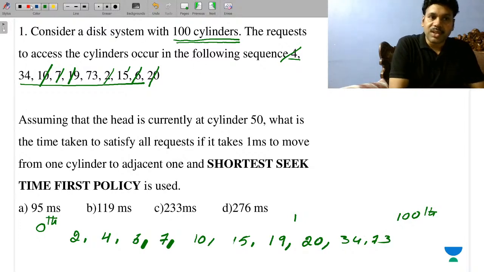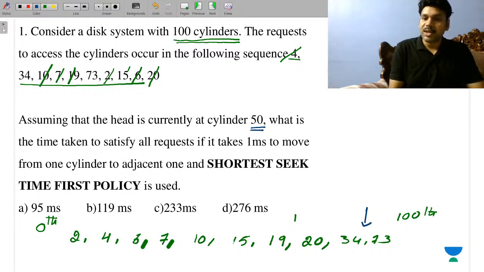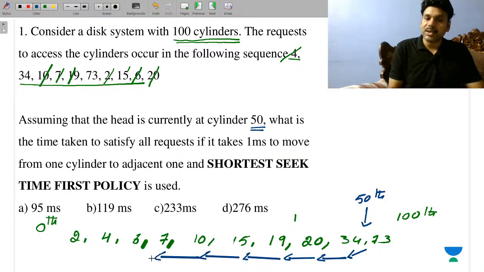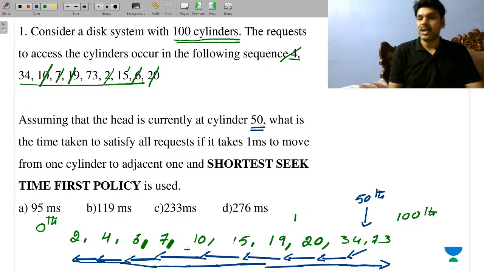If you are using the shortest seek time policy, currently the head is at the 50th cylinder. Now we need to use the shortest seek. That side it is 23, this side it is 16. So on the left-hand side, all are shorter seek times. It satisfies everything and comes back, because 0 is not a request, it is one of your cylinder numbers.